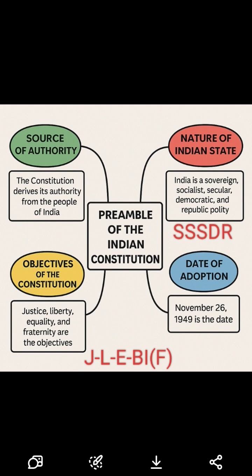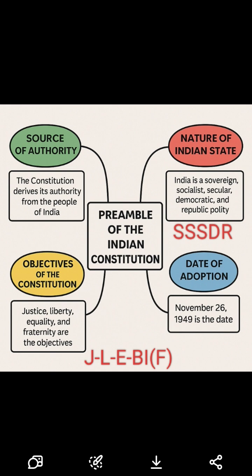Fraternity. Fraternity means brotherhood, living together with love, respect, and unity. All Indians should feel like one big family, no matter where they come from. Example, whether someone is from Kashmir or Kanyakumari, we all belong to one nation and must support each other. Summary of Part 3. These four values are the soul of the Constitution. They help us build a nation that is fair, justice; free, liberty; equal, equality; and united, fraternity.